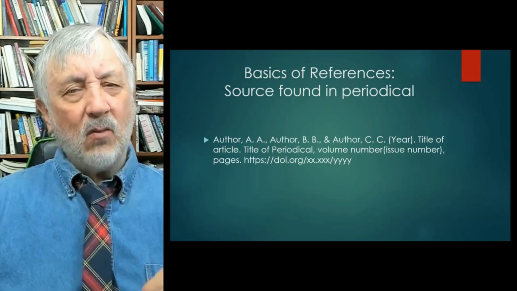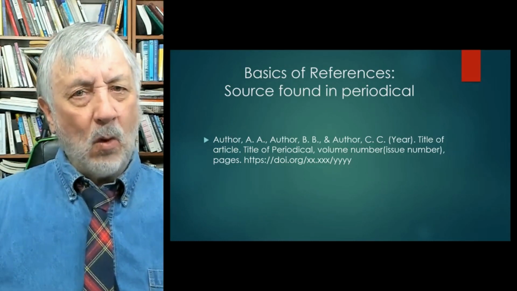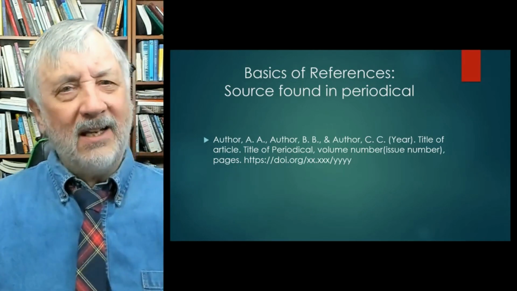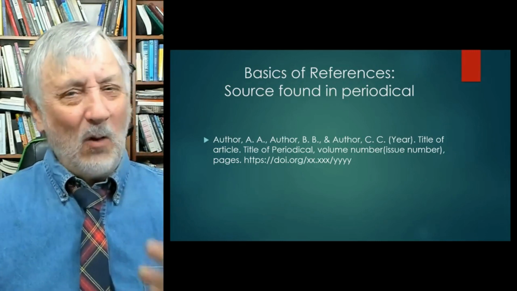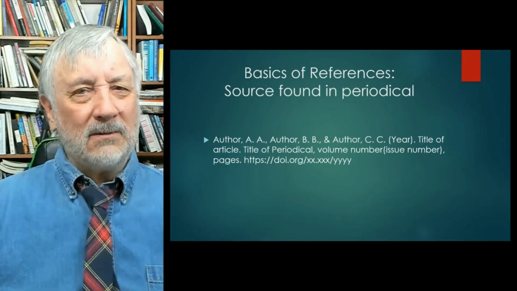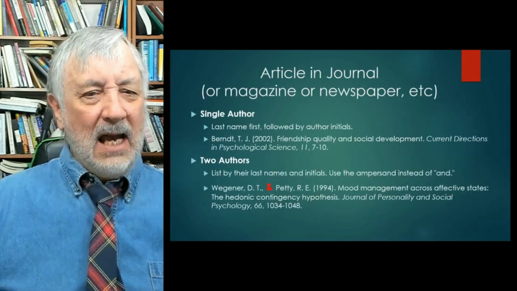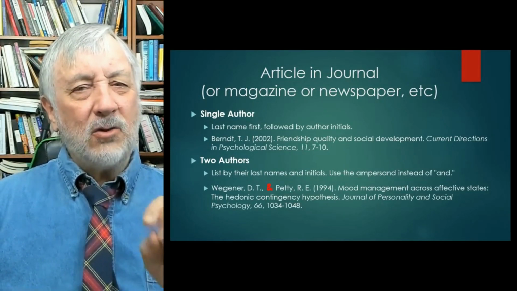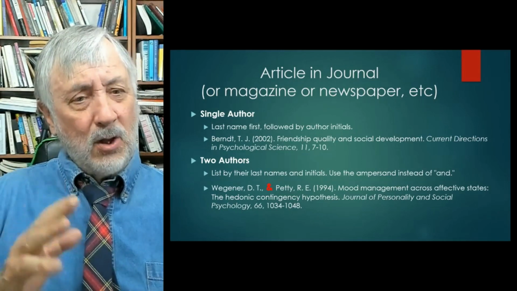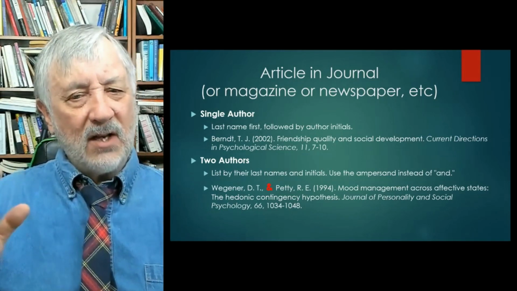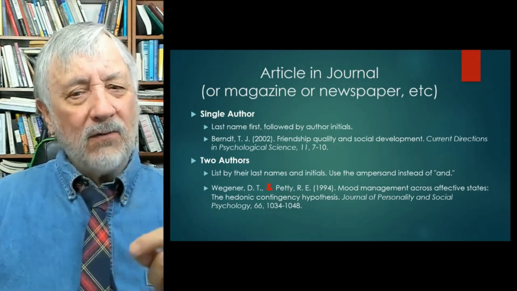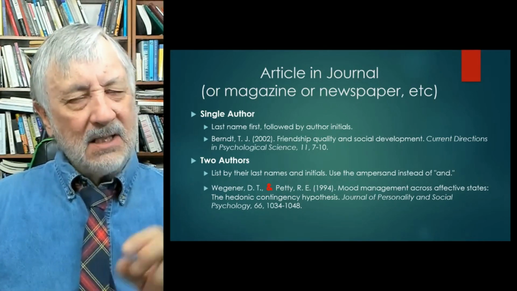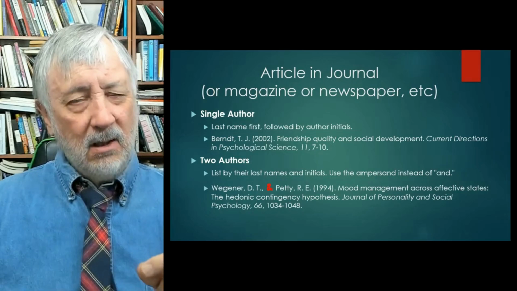In that case, you give what's called the DOI number, if there is one. But if it's found on the open internet, on the wild and woolly internet, like the Wild West, right? Then you can give the URL. Okay. Well, here's an example. Burnt TJ 2002, in parentheses, the date. So Burnt and TJ always go with 2002. And then the name of the article, Friendship, quality, and social development. Notice nothing capitalized except the first letter of the title.